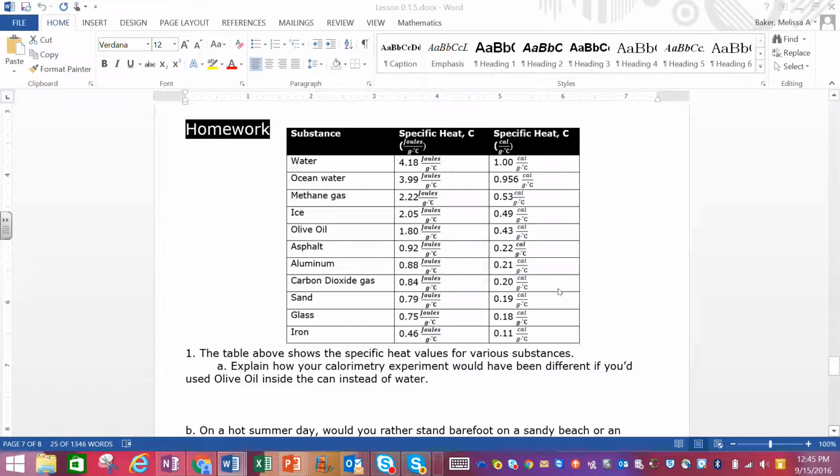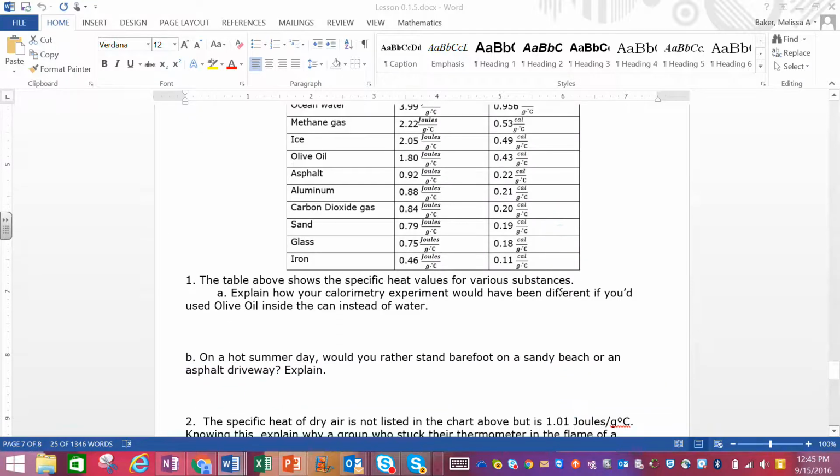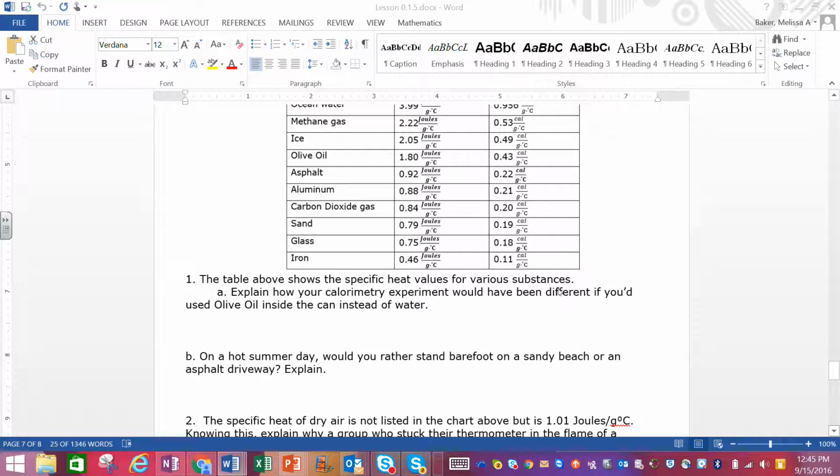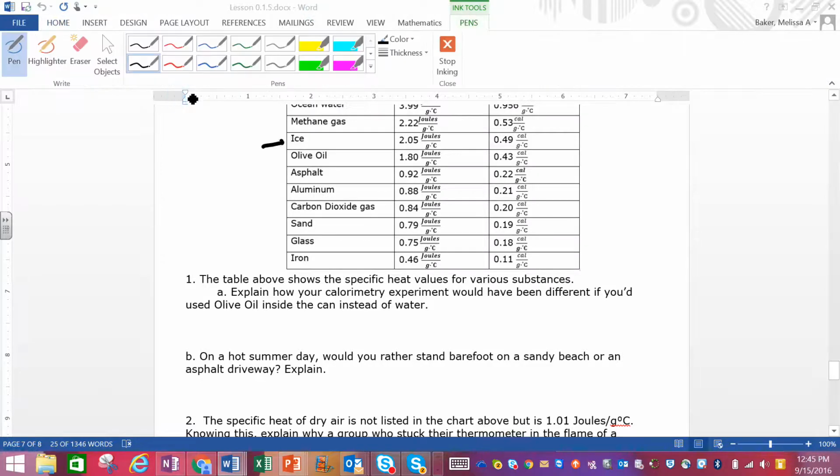So let's look at number 1. It says the table above shows the specific heat values for various substances. Explain how your calorimetry experiment would have been different if you'd used olive oil inside the can of water. So I'm looking at olive oil right here. Olive oil requires only 1.8 joules to heat up 1 gram, 1 degree Celsius.